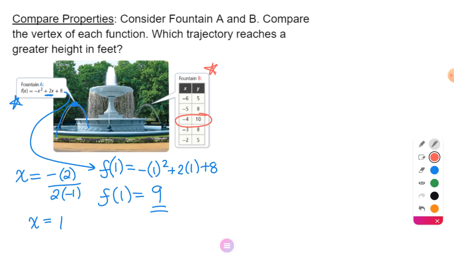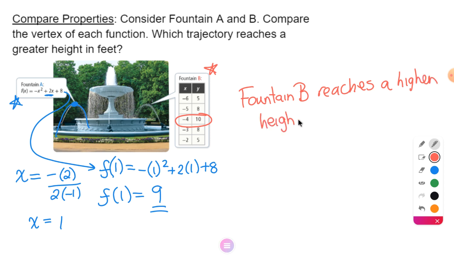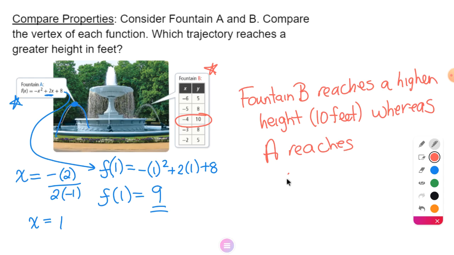So which trajectory reaches a greater height in feet? Fountain B reaches a higher height. A height of 10 feet. Where fountain B, or fountain A rather, reaches only 9 feet. All right, there we go.